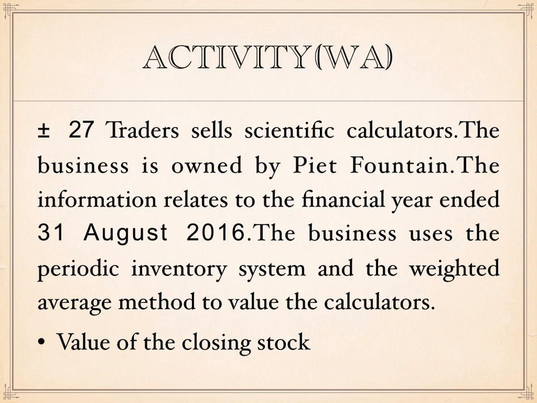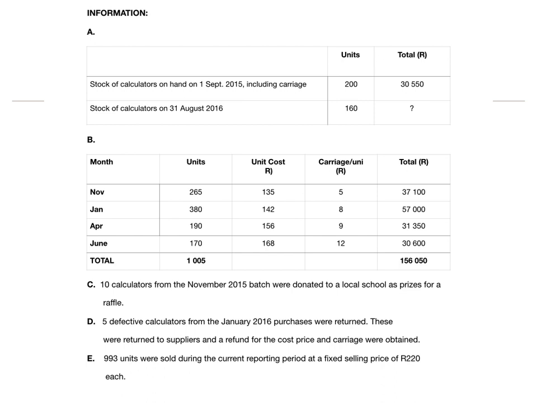Now that we have done FIFO, let's move on to the activity on weighted average. Plus or minus 27 traders sell scientific calculators. The business is owned by Pete Fountain and the information relates to the financial year ended 31 August 2016. The business uses the periodic inventory system and the weighted average method to calculate the calculators. The required part there says calculate the value of closing stock.